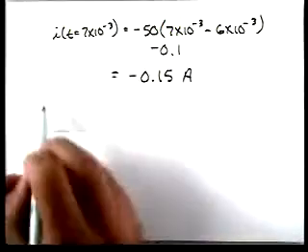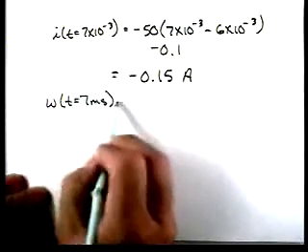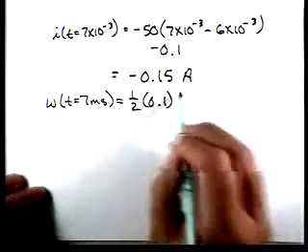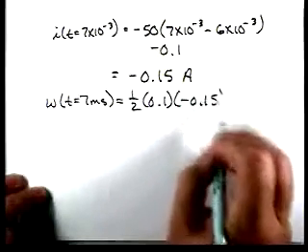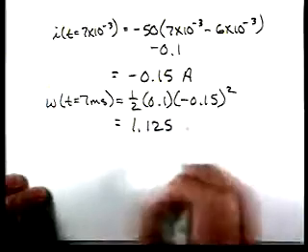So the energy at t equals 7 milliseconds is 1/2 L, which is 0.1, times i squared, which is 1.125 millijoules.